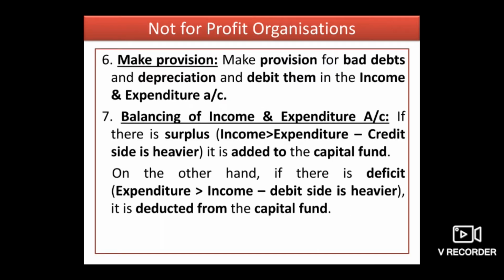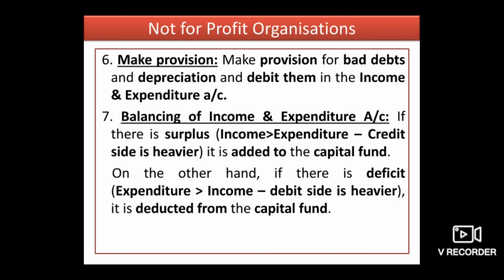Then the sixth step, make provisions. Provisions are like provision for bad debts, depreciation, etc. That kind of provisions should be made in the income and expenditure account.